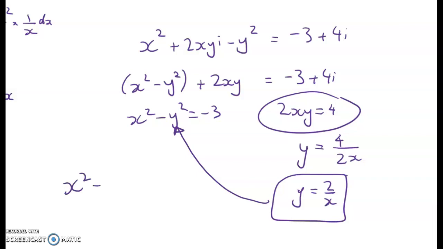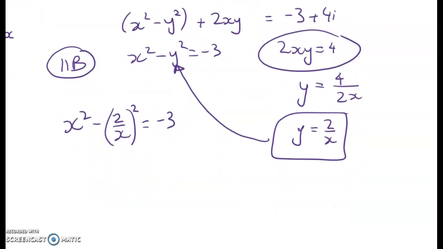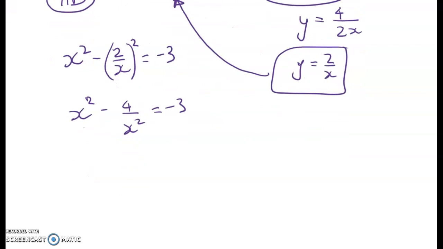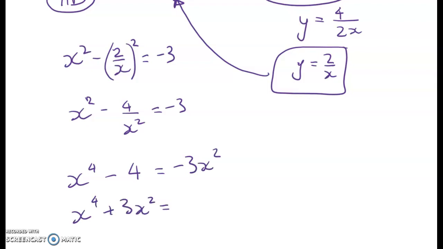And this is the same pattern we're going to do whenever we have to find the square root of a complex number. This is done in textbook 11B, and I think it's question 10, and it's done in lots and lots of past papers. So we get to this, we're going to get a quartic. I'll go slowly. So x squared minus 4 over x squared equals negative 3. Multiplying everything through gives me x to the power of 4 minus 4 is equal to negative 3x squared. So x to the power of 4 plus 3x squared, minus 4 is equal to 0.